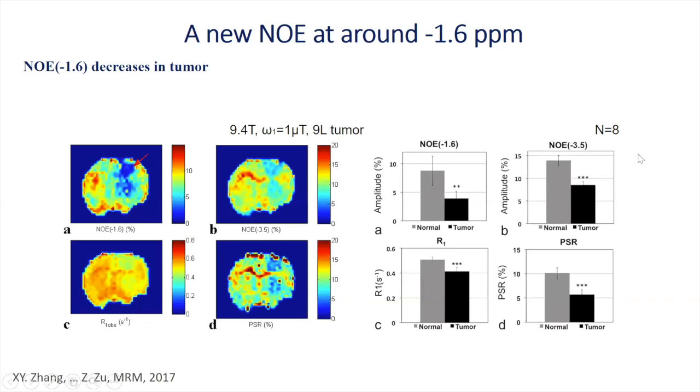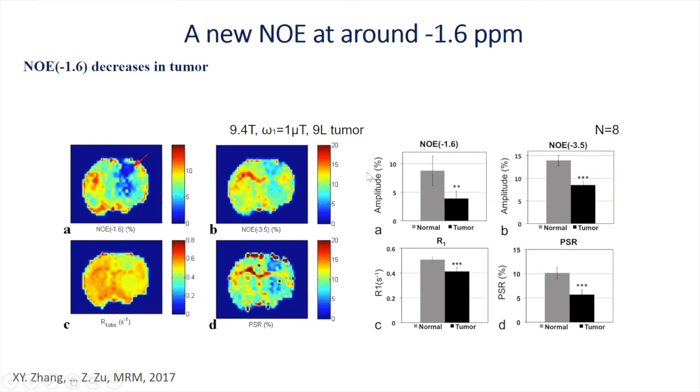We also find the NOE decrease in tumor. So here is the NOE minus 1.6 map, the NOE minus 0.5 map, and R1 map, and the MT pool size ratio map. So here's the tumor. And this is a statistical result from 8 animals. This is NOE minus 1.6 and minus 0.5 and R1 and the MT pool size ratio. And you can find that the contrast is bigger than others.